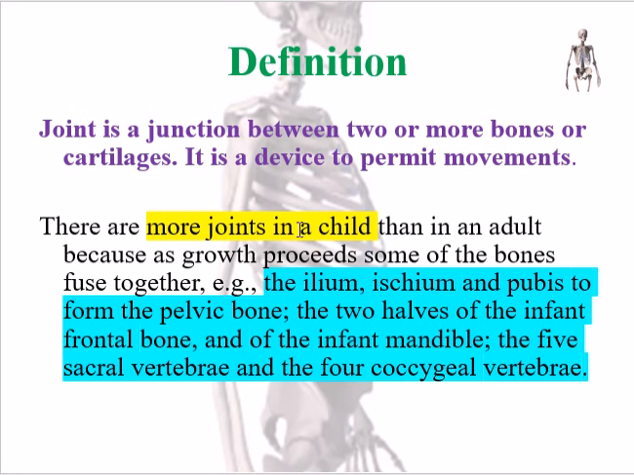There are more joints in a child than in an adult because as growth proceeds, some of the bones fuse together. For example, ilium, ischium and pubis fuse to form the pelvic bone, and the two halves of the infant frontal bone and of the infant mandible, the 5 sacral vertebrae and the 4 coccygeal vertebrae.